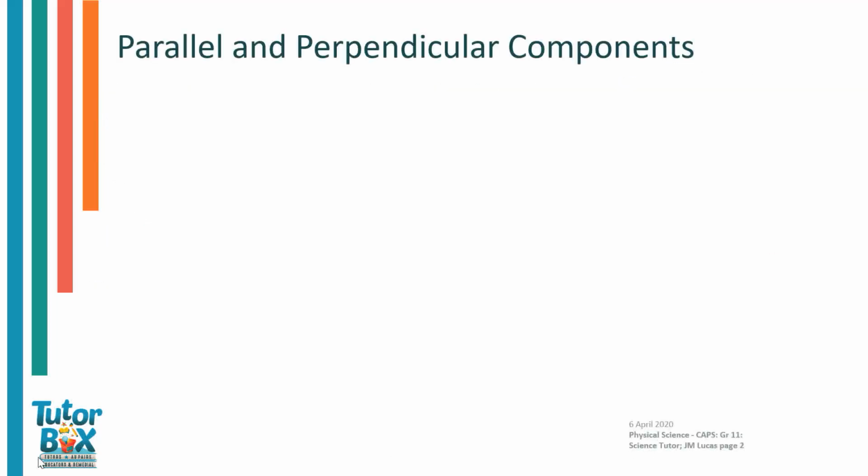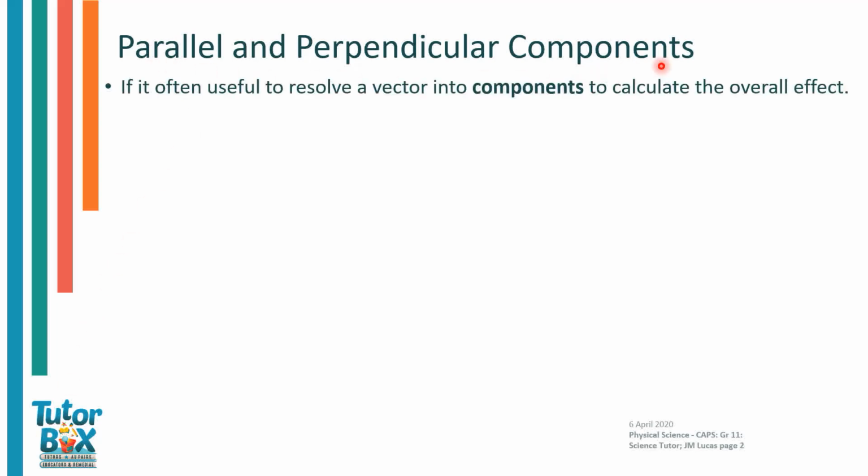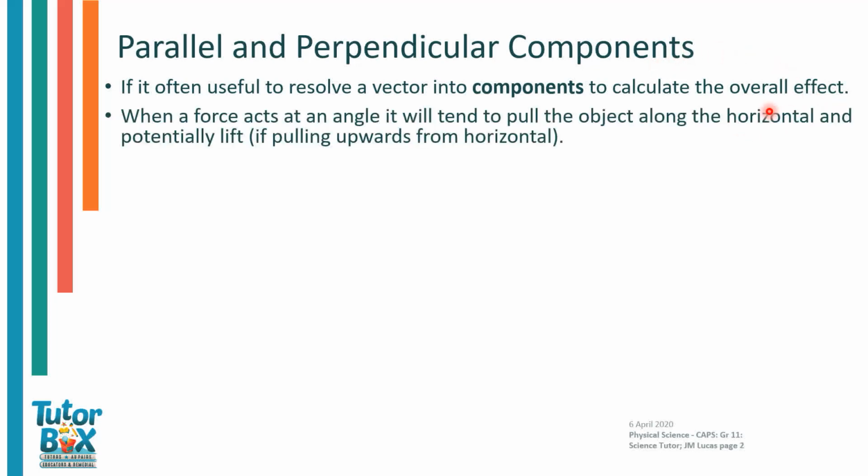All right, so our next section is going to be on parallel and perpendicular components. This is just building on what we have just done. The reason why we do this is that it is very often useful to resolve a vector into components to calculate the overall effect. It can be very difficult if they're all at different angles, so if you resolve them into two and then work out the result from that, it becomes a lot easier.